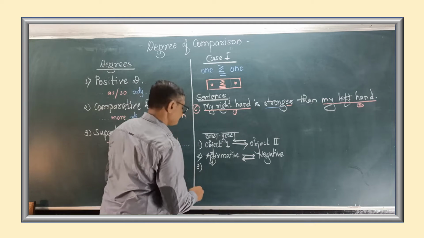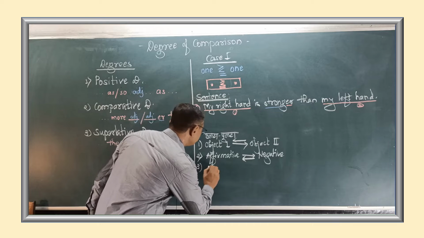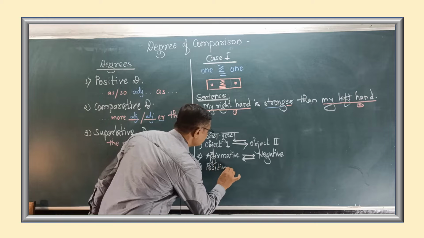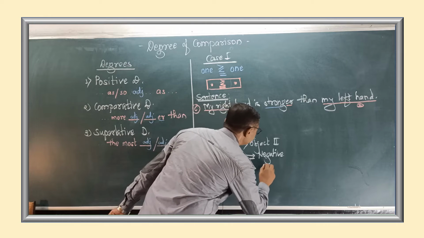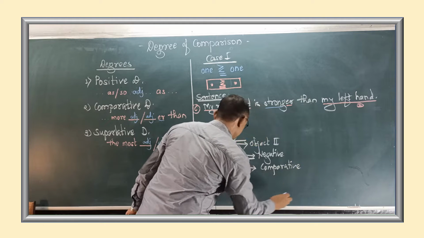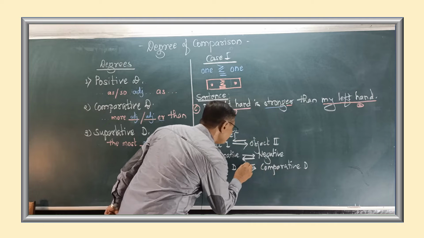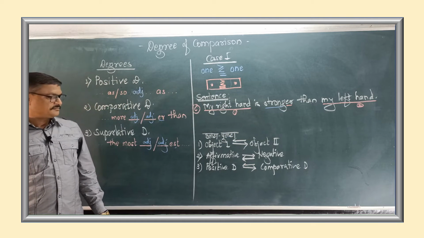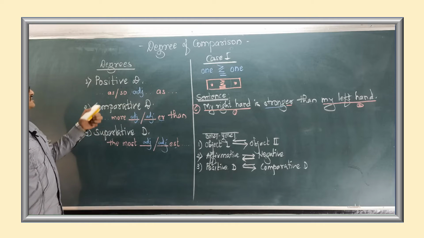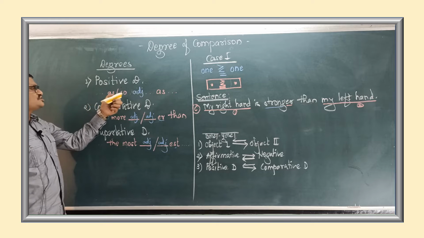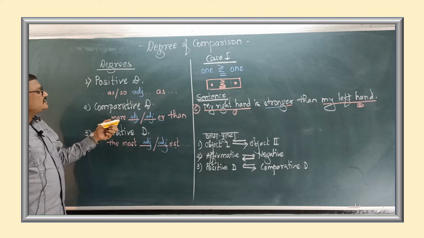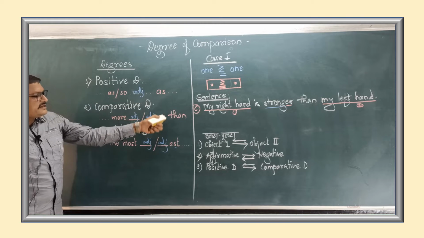The third thing, you have to change the degree. If you are given positive degree, that positive degree becomes comparative degree, and comparative becomes positive degree. See, now it's very easy for you. These structures are already written here on the board. For positive degree: as or so, adjective's first form, as; and comparative: more or er, than.